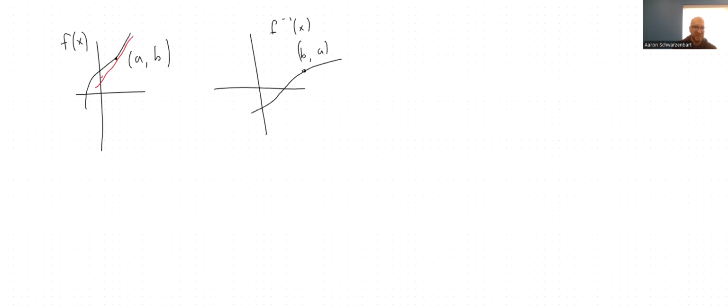The derivative has a slope, let's put that in red again, of m. The inverse has a slope of 1 over m. So with inverse functions, if we flip x and y and flip the point, it's important to flip the point, they have reciprocal slopes for the tangent lines.